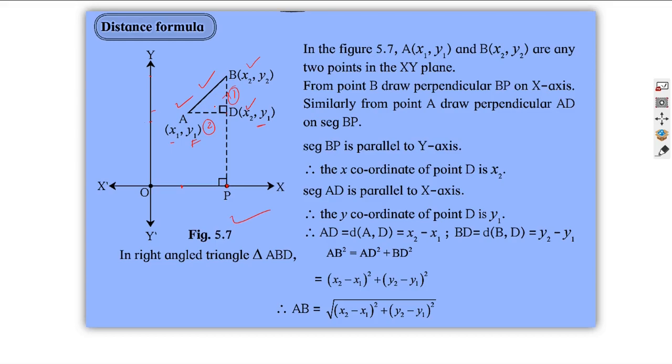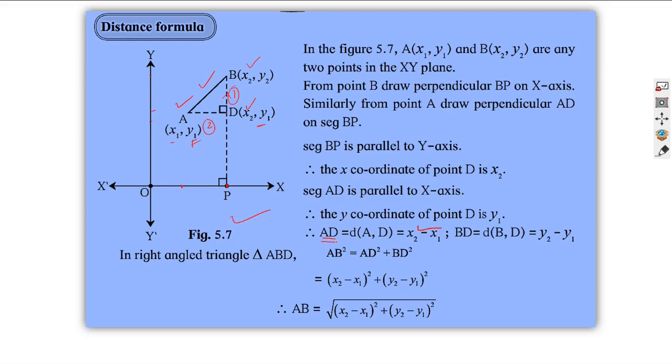BP is parallel to the y-axis, and as it is parallel to the y-axis, its x coordinate is fixed, and it is x2 in this case, and segment AD is parallel to the x-axis, so its y coordinate is fixed, and x coordinates vary from x1 to x2. Right? If you think about the distance AD, as it is parallel to the x-axis, as y is fixed, we are not bothered, the difference x2 minus x1 will be the answer. That is what is given here.